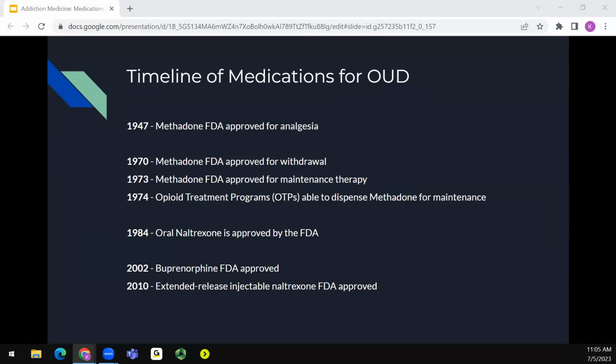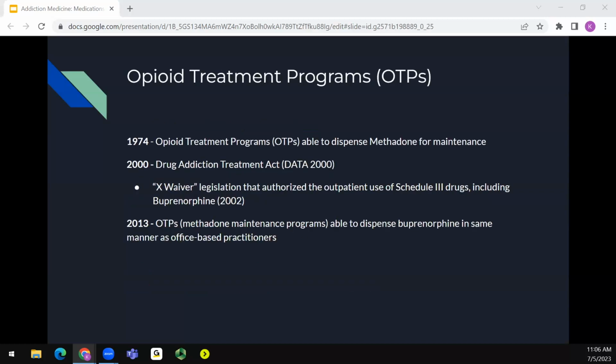In 1970, methadone was approved for withdrawal, and in 73, approved for the maintenance therapy of OUD. And in 74, opioid treatment programs, or OTPs, were able to dispense methadone for maintenance. In 84, oral naltrexone is approved. 2002, buprenorphine is approved. And in 2010, the extended release injectable naltrexone is approved.